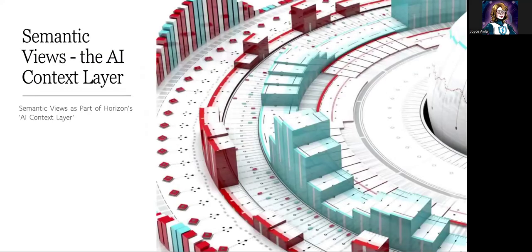Semantic views are part of Horizon's AI context layer, which creates governed business-aligned definitions that AI agents use to understand your data. Semantic Studio is essentially Horizon Catalog's authoring interface for semantic context. The semantic views and agents you create in Semantic Studio become first-class Horizon objects, which means they're governed, discoverable, lineage tracked, and shareable without any additional configuration needed.